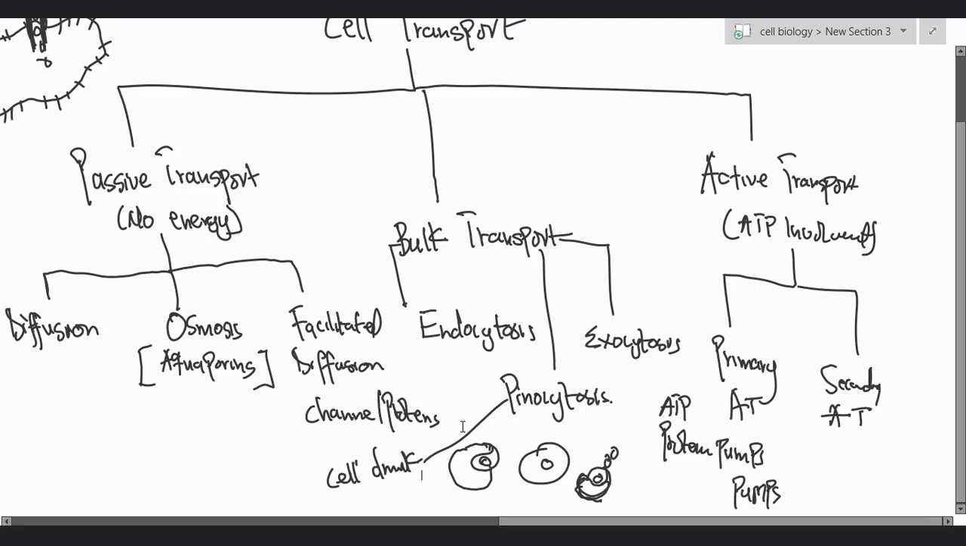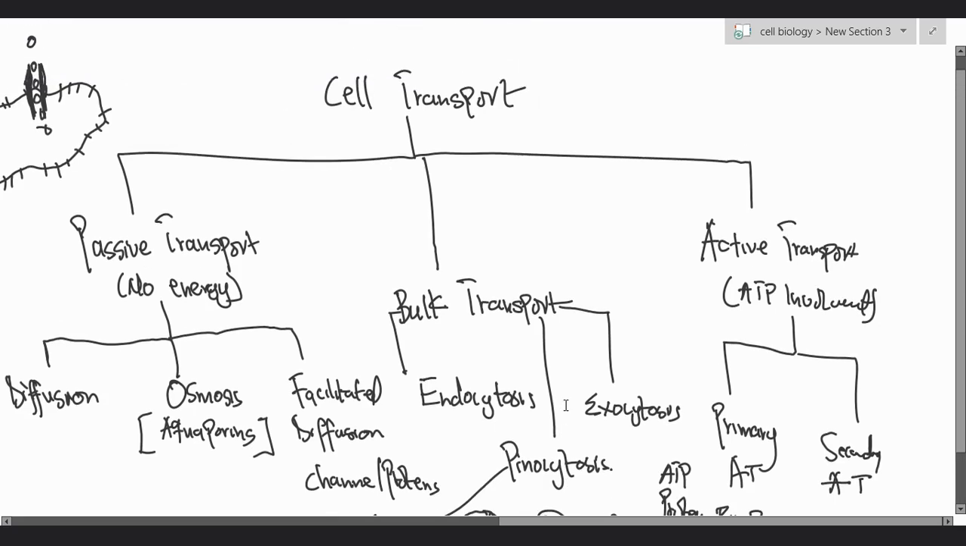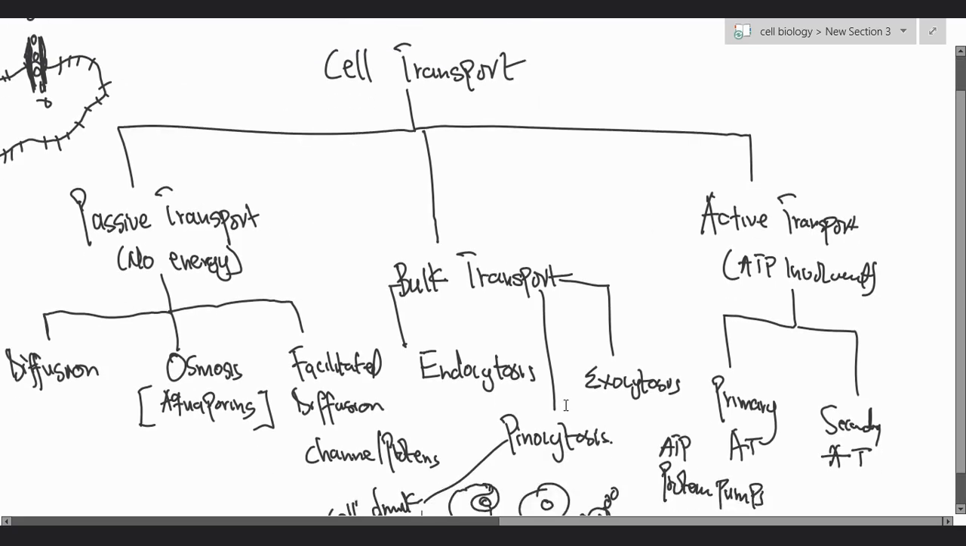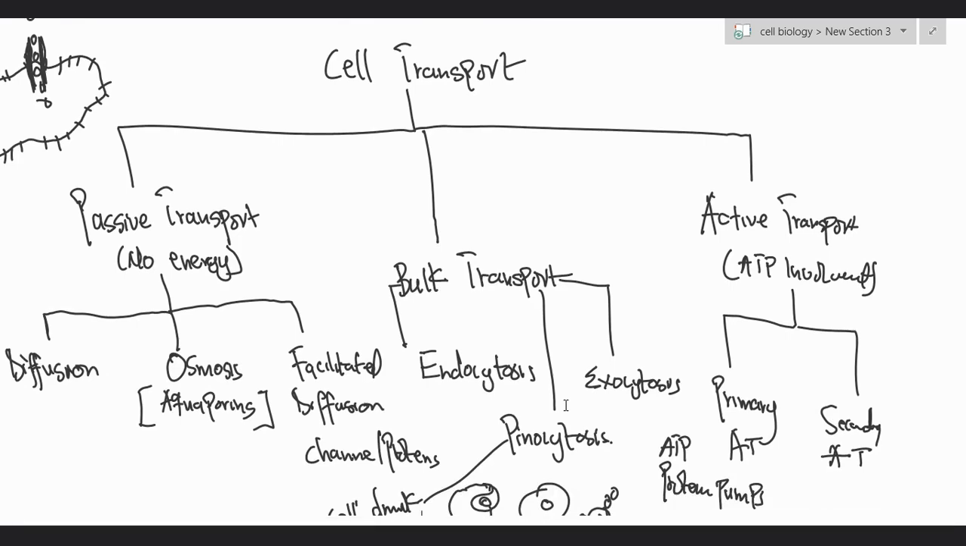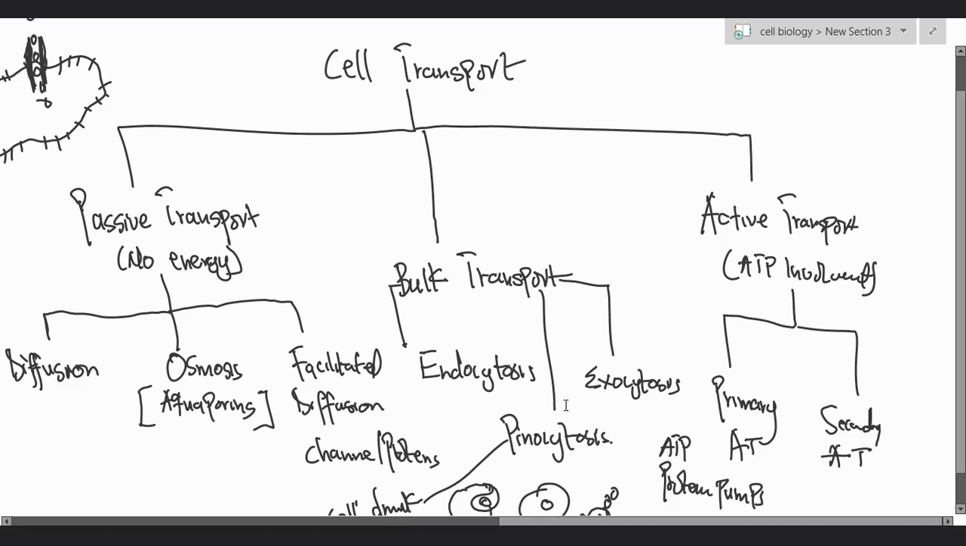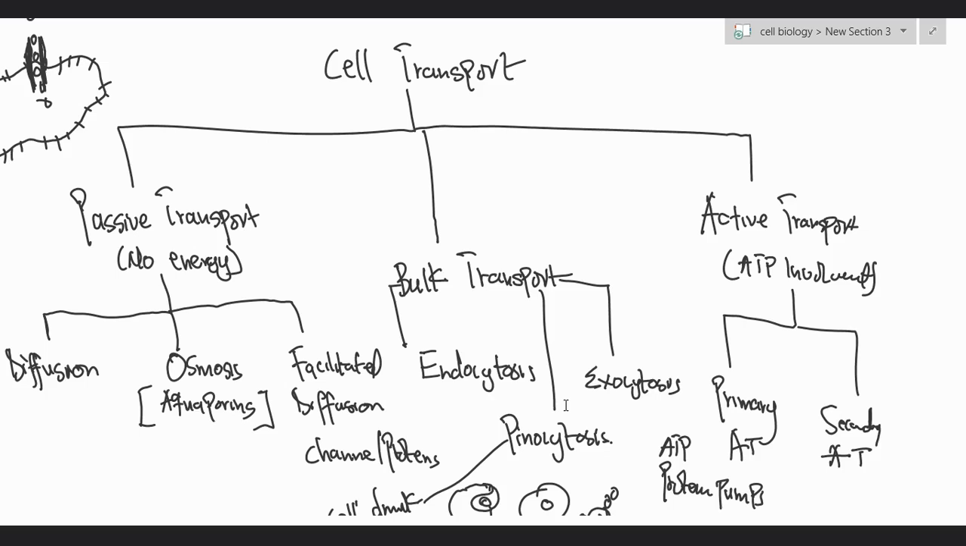In future videos, we are going to delve much deeper into them. We are going to pick passive transport and talk about the intricacies within diffusion, osmosis, and facilitated diffusion as well. We also talk about bulk transport, endocytosis, pinocytosis, exocytosis, and for the active transport, we'll talk about most of the transport proteins found within the active transport, including the protein pumps. So this is just an overview of cell transport. In future videos, we are going to talk much deeper into that.